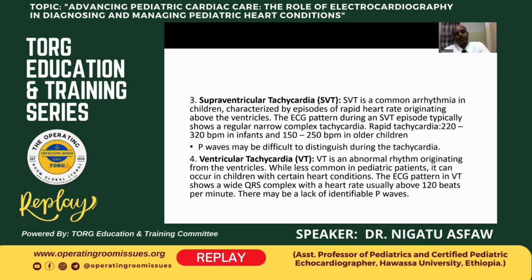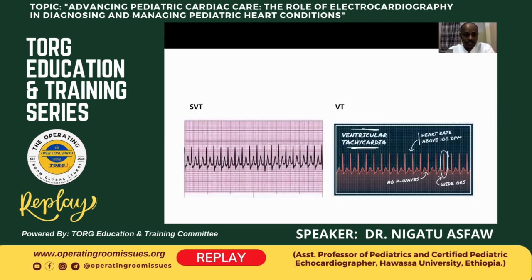And the other ECG abnormality is ventricular tachycardia. This ventricular tachycardia is an abnormal rhythm originating from the ventricles. So there will be discharge of electric impulse from the ventricles that will result in ventricular tachycardia. And in case of ventricular tachycardia, the QRS complex will be wide, and the rate is usually above 120 beats per minute. And also we may not identify the P waves, which show the atrial depolarization.